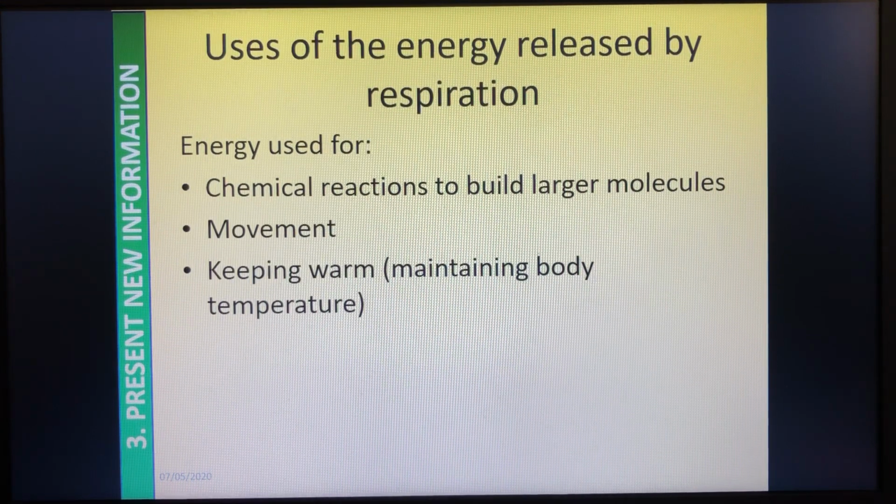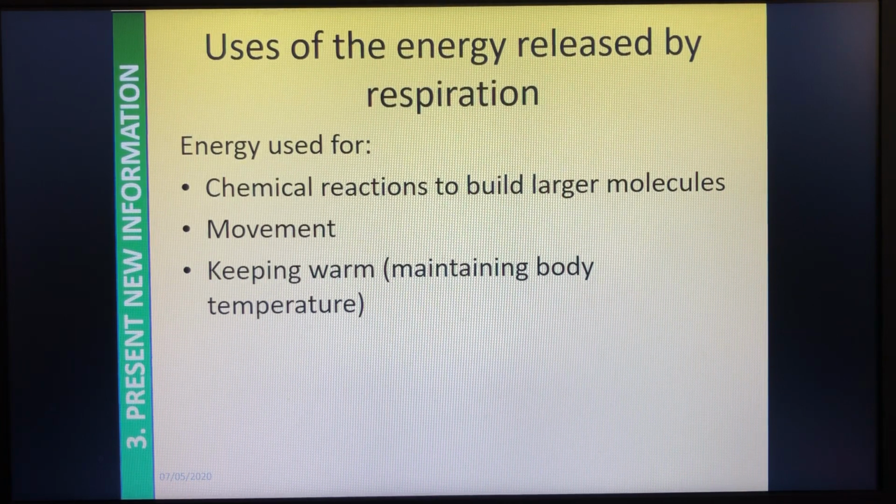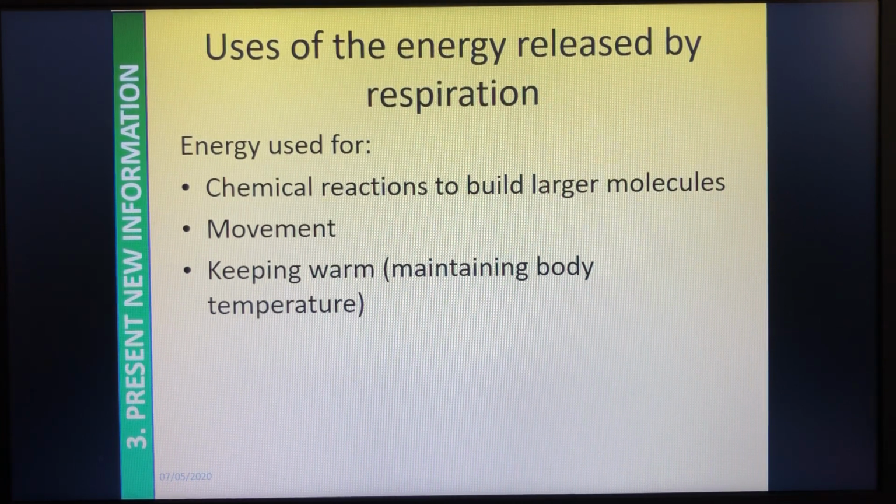Okay, some of that energy that's released by respiration, these are the uses of it in our bodies. Chemical reactions to build larger molecules, we would call that protein synthesis, and we'll talk about that in year 10. Movement, so any activity that we do, we need energy to do it. And keeping warm, which we call maintaining body temperature. We are warm-blooded, so that means we maintain our own body temperature. So when we release that energy from the glucose using the process respiration, this is some of the ways that we use that energy.